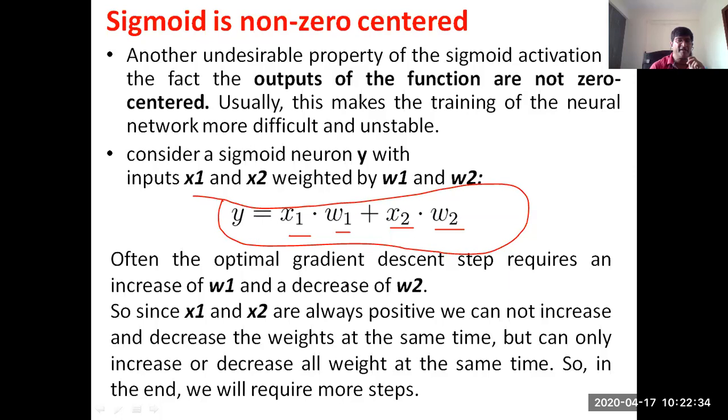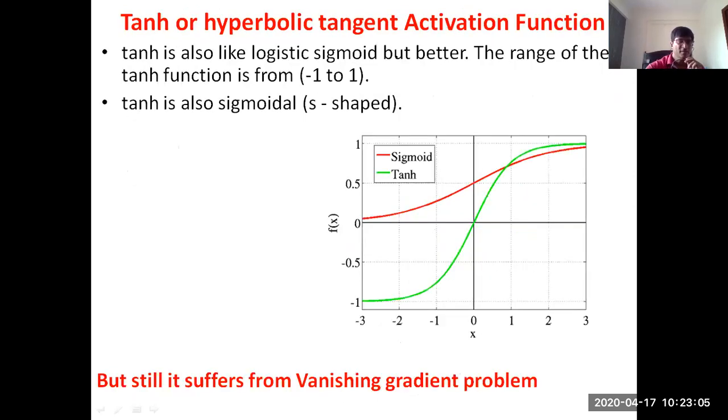Because we may have to increase the value of W1 and at the same time decrease the value of W2 in order to minimize the error, this does not help us. In the end, it will require more steps, because we have to find the right mixture of W1 and W2 so that we can reach the correct learning. This is one of the major disadvantages of the sigmoid functions. Now, another function that is used in neural networks is the Tanh function.